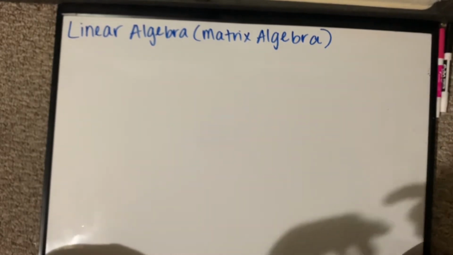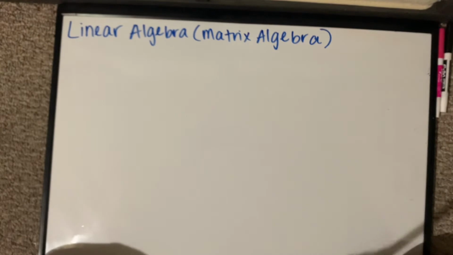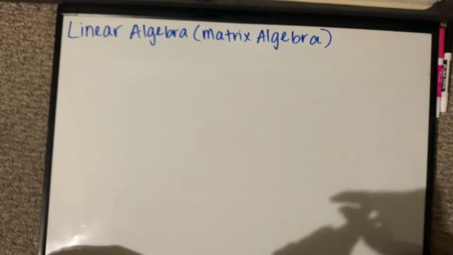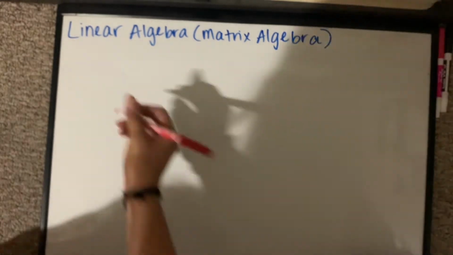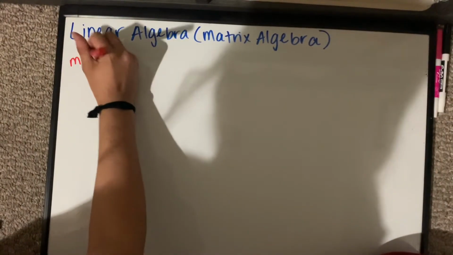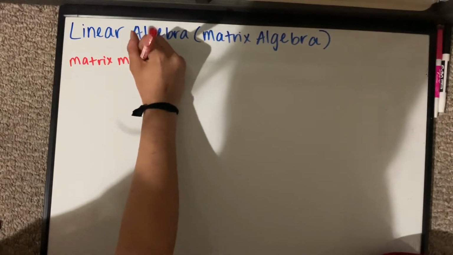Today's topic is going to be in linear algebra. It's also known as matrix algebra. One of the things that they teach us when multiplying matrices is that order matters. And this is what I mean. I'll show you an example.